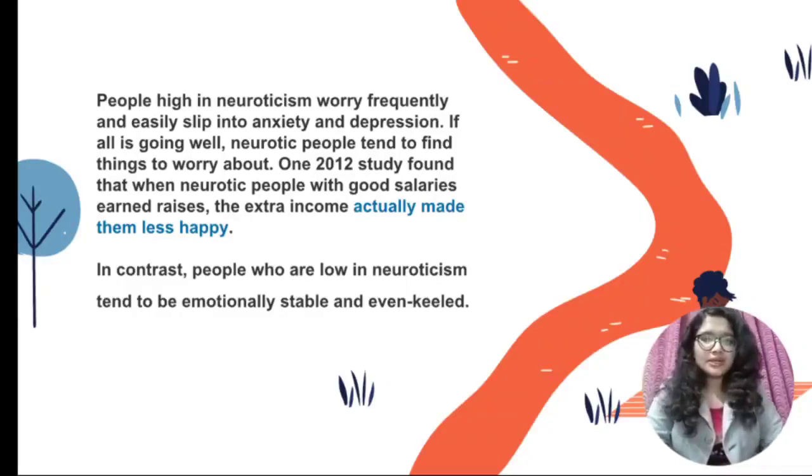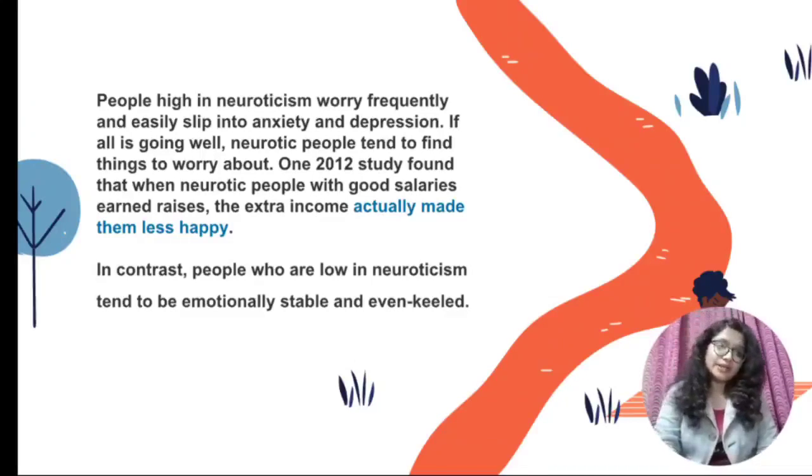Okay, so in contrast, people who are low in neuroticism tend to be emotionally stable. High neuroticism people are not emotionally stable, and low neuroticism people are found to be emotionally stable. They know what to do when, and they do not get panicked. Rather they want to focus on the practical and the easy way of life.